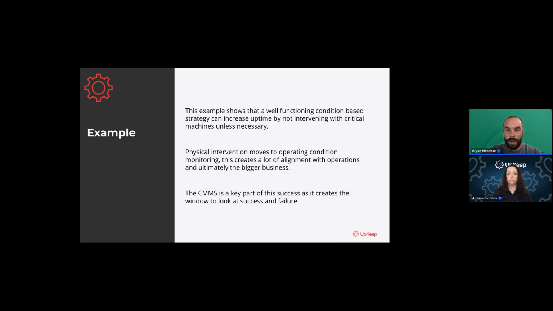So we're allowing the machines to operate in their context, and then we are monitoring that context for anomalies. And then the CMMS is a key part of success as it creates the window to look at your success and your failure. We're using it. We're tracking the downtime. We're tracking the failure modes. We're tracking the work order counts and the type of work. We're looking at all those things. So we'll be able to see, is what we're doing effective or not?